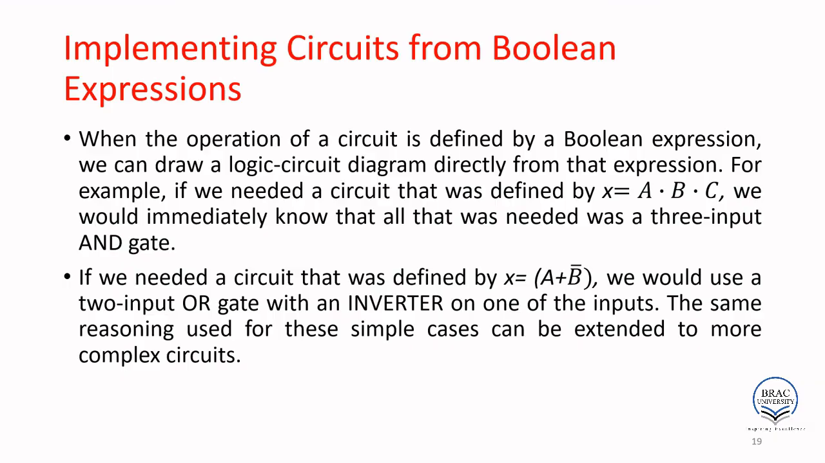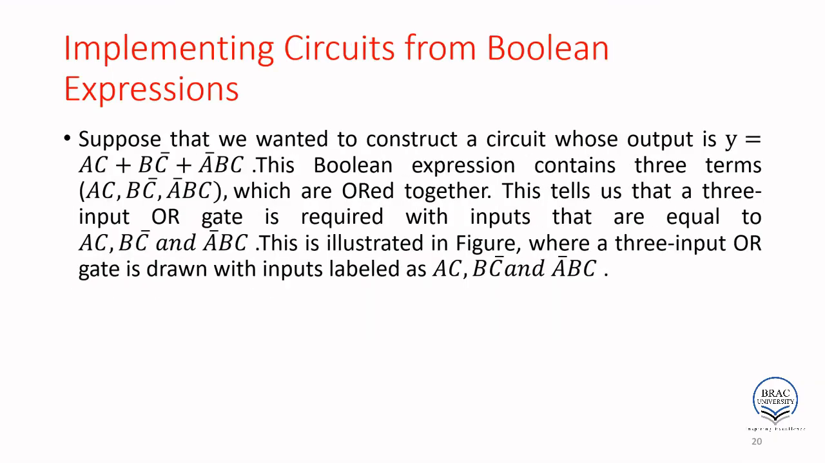If we needed a circuit that was defined as x equals a plus b prime, or bar, we would use a 2-input OR gate with an inverter on one of the inputs. The same reasoning used for this simple case can be extended to more complex circuits. In the next lecture, we will implement circuits from Boolean expressions for a couple of complicated circuits.